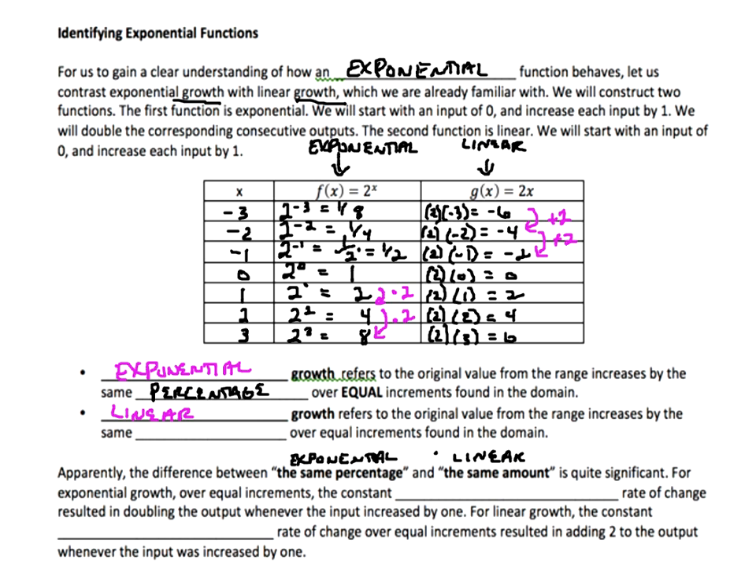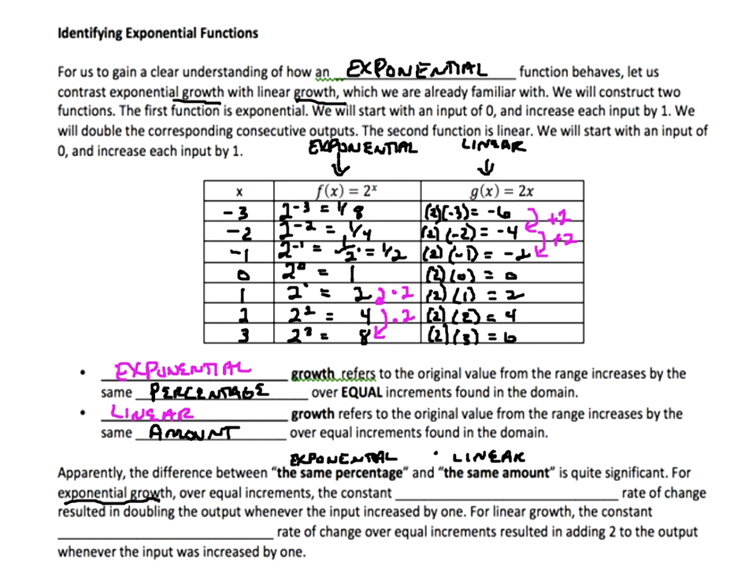Linear growth refers to the original value from the range that increases by the same amount, and in this case, that was 2, over equal increments in the domain.